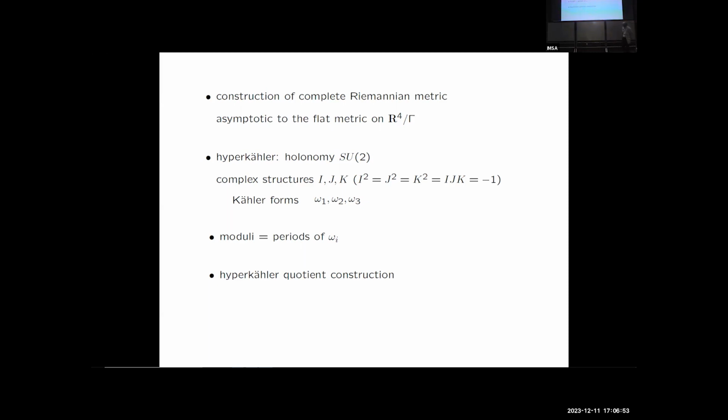And he produced lots of facts about them. In particular, the moduli are essentially given by the periods of these three forms. So we have this K, the rank of the Lie algebra, and so we have 3K invariants, which are the periods of these three forms, and they're the moduli. And the construction was by the hyperkähler quotient construction.